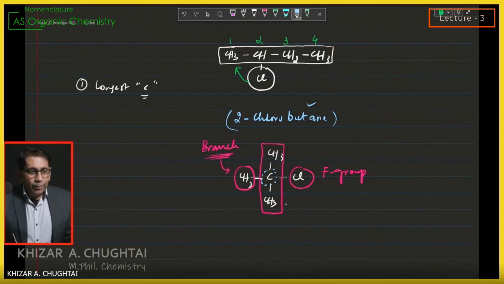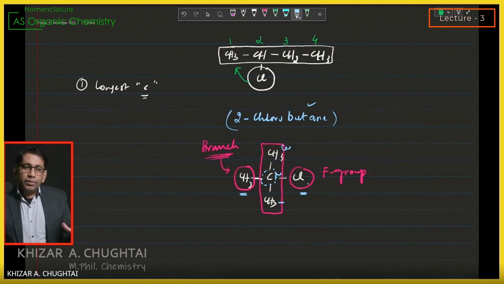Number one, I'm going to mark the numbering. This is carbon number one, this is carbon number two, and this is carbon number three. So what is the number of the branch? Two. What is the number of the functional group? Also two. So again, I told you that this haloalkane or halogenoalkane, this halogen is going to be treated like a branch. So this is called chloro.